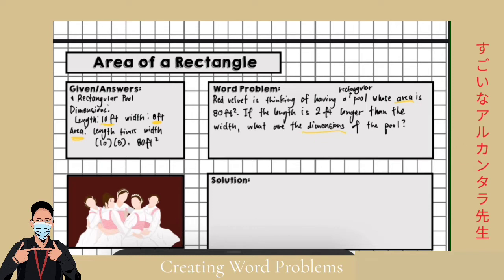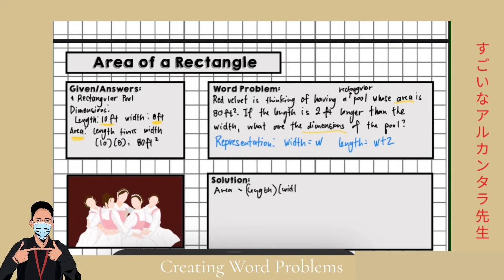And then from there, we should know our representation. Representation basically is what variable you will use in order to represent it. So let's say that the width is W, and since we said that the length is 2 feet longer than the width, we can say that the length is equal to W plus 2. Again, how did this happen? The width is W, and since the length is 2 feet longer, it's plus 2. So we can continue with our solution. Area is equal to length times width.